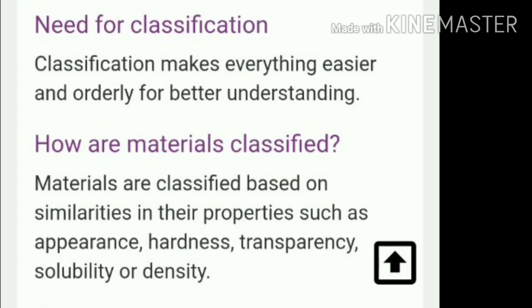Otherwise, if a huge library is there and so many books, thousands of books are there, we are not able to get that particular book in time. So this is the need actually for this classification.